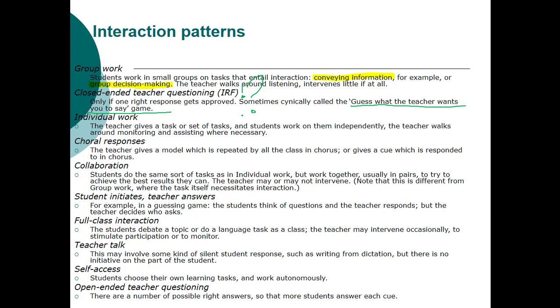But open-ended questioning is going to be something like, what is your point of view related to virtual classes, taking into account the pandemic we are going through? No, I think that, I think that. So then you're going to have a lot of possible answers, right? So that's going to be the interaction.